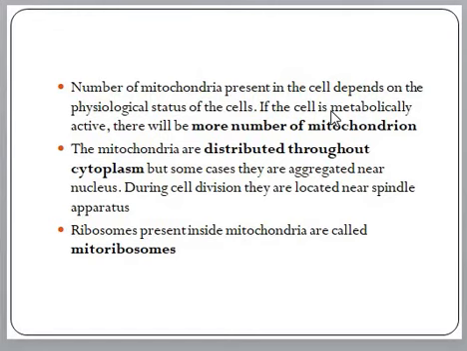The number of mitochondria present in a cell depends on the physiological status of the cell. In a metabolically active cell, the number of mitochondria will be more as it needs more energy, but when the cell is older and metabolically inert, the number of mitochondria will be limited. These mitochondria are distributed throughout the cytoplasm in a normal cell. Sometimes they are aggregated towards the nucleus, and they are also seen towards the spindle apparatus during cell division.